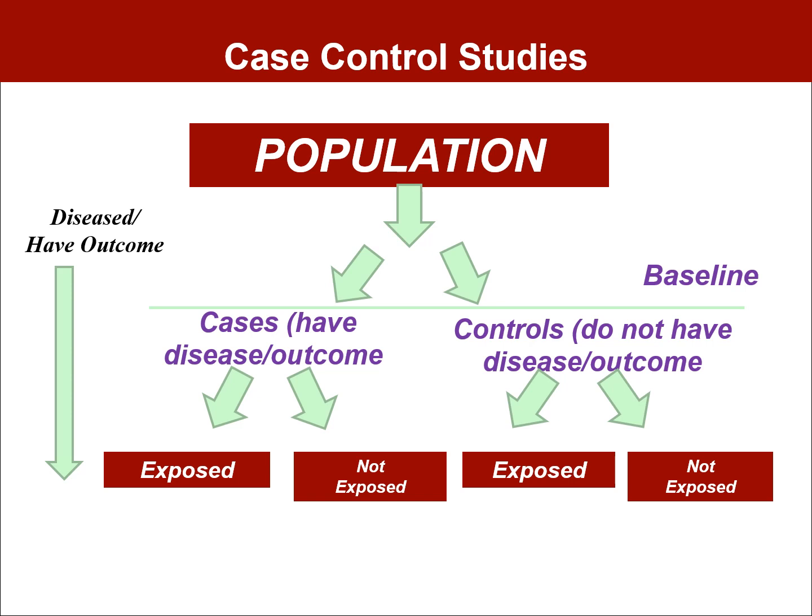The cases always have the outcome of interest. Does that make sense? The cases would always have your outcome of interest, which is why you need to specify what exactly that is. And your controls will not have the outcome of interest. They might have the same exposure, but you want to make sure they do not have the outcome of interest. Again, in this situation, the controls don't always have to be healthy people.